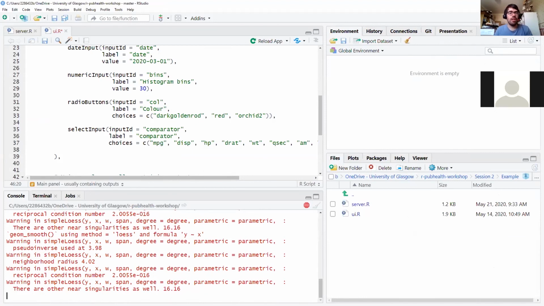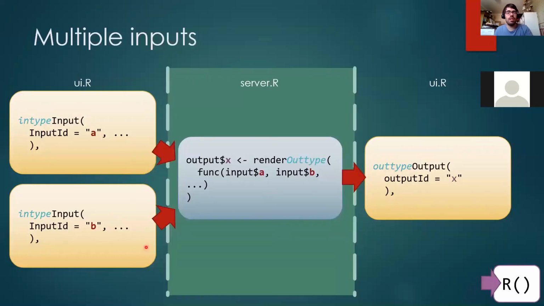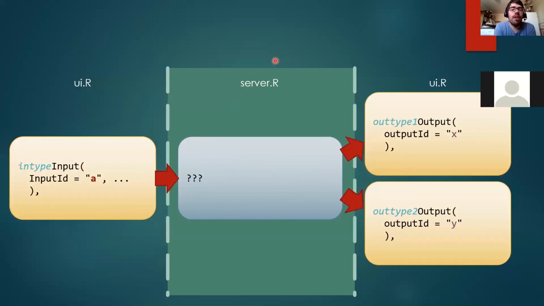So there's a couple of other things to have a think about when you're building apps. First of all, we've had multiple inputs work. If you want multiple outputs from the same input, this is a slightly tricky thing to deal with, because for each output type, you have to render that output type separately.